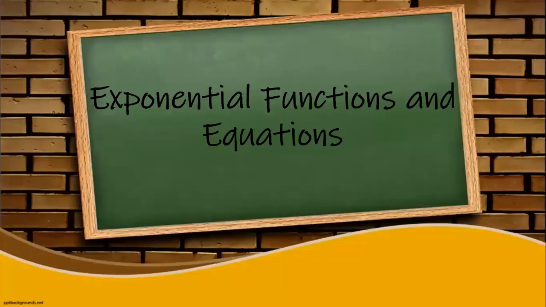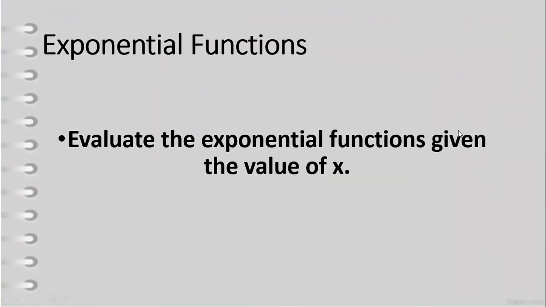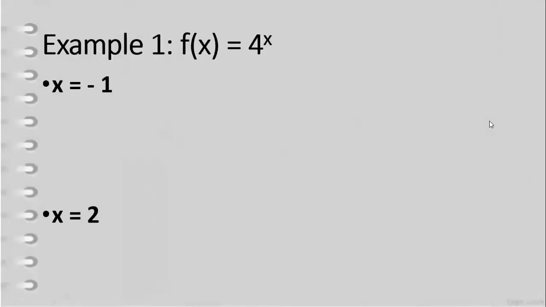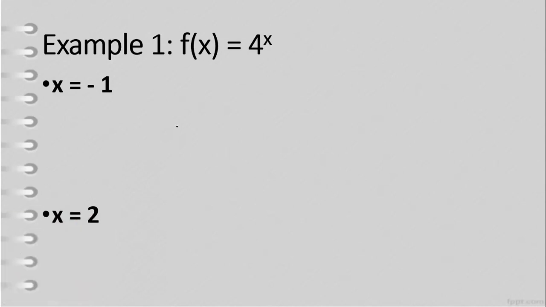Exponential functions and equations. When we say exponential functions, we have f of x, g of x, and h of x. So, exponential functions: evaluate the exponential functions given the value of x. First example, f of x is equal to 4 raised to x. So we are just going to substitute x with the given value. So f, then our x is negative 1.